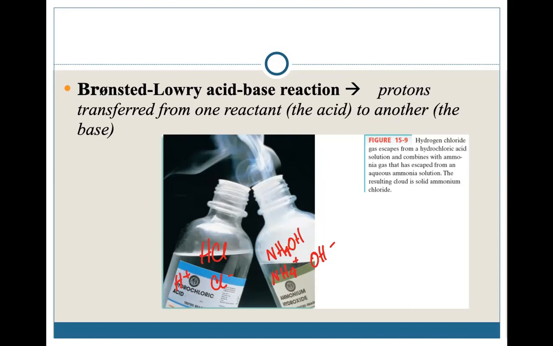Now, the gas that you see up here is actually a cloud of ammonium chloride. So just as the hydrogen can be donated to the hydroxide, you can also have these 2 ions getting together.